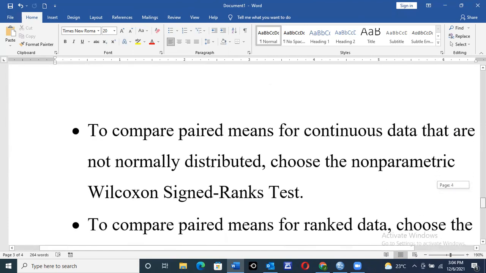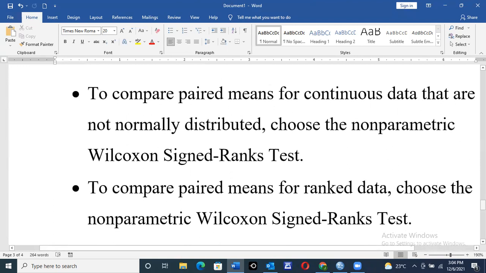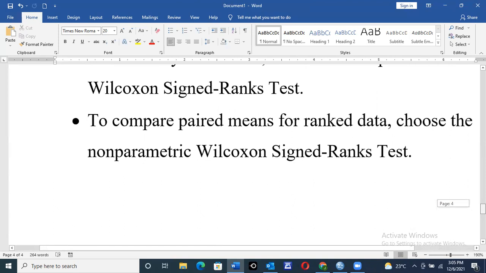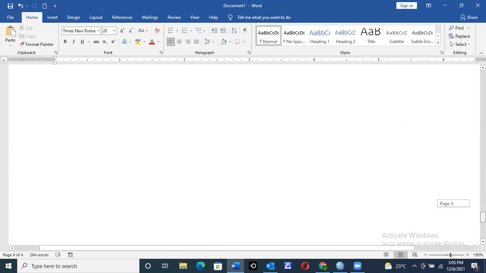The third one, if you want to compare paired means for continuous data that are not normally distributed, you can choose the non-parametric Wilcoxon signed ranks test, and this one will give you a better result for that. And the last one, if you want to compare paired means for rank data, choose the non-parametric Wilcoxon signed ranks test for the same.